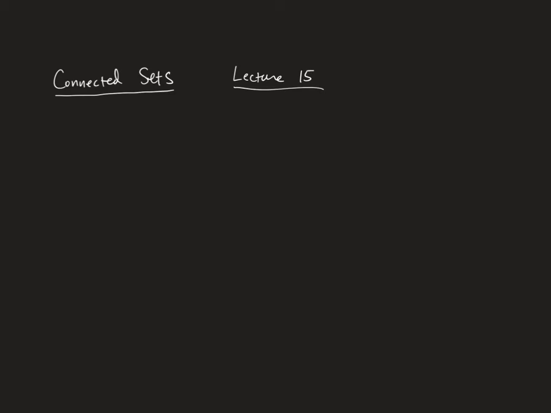All right, so in lecture 15 here, we're going to discuss connected sets. A connected set is just a set that's all in one piece. It's one contiguous mass of stuff. And so what we're going to do to define a connected set is describe what it means for a set to not be connected, and then say a connected set is not that.